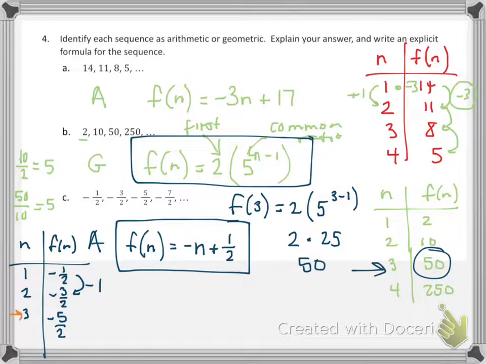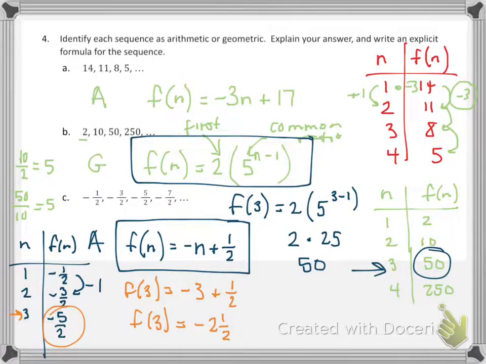Let's use this 3. f of 3 is equal to negative 3 plus 1/2. So that means f of 3 would have to be a negative 3, and a positive 1/2 would be a negative 2 1/2, which would be negative 5/2, and my equation works.